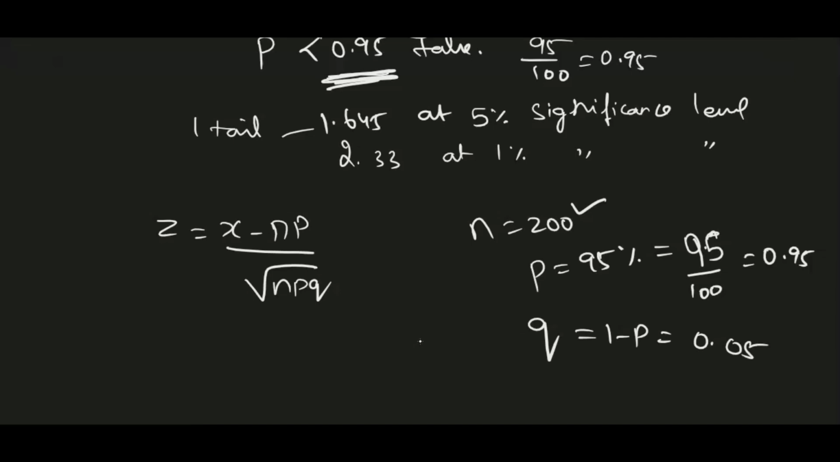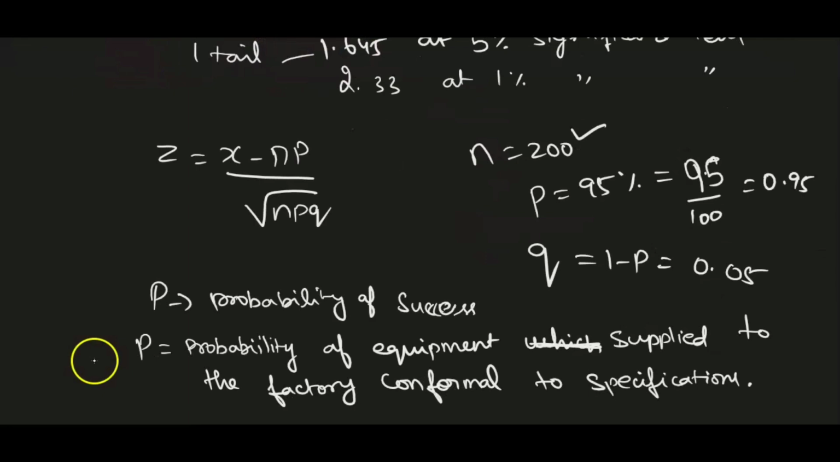Okay, so this p is nothing but, again, the probability of success only. We will write probability of success. What do you mean by probability of success? It is the probability of equipment supplied to the factory conforming to the specifications. He said 95% definitely will conform to the specification. So we have taken p as 95%, which is 0.95.